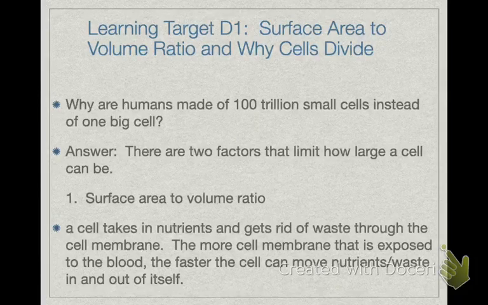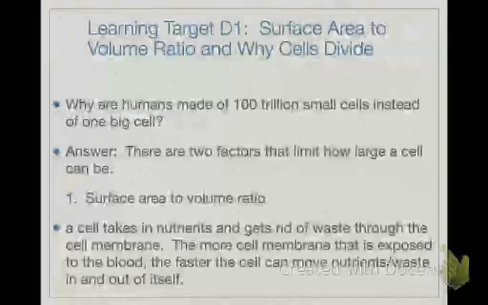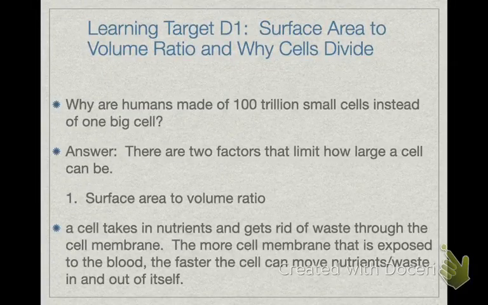So your cells need ribosomes and a nucleus and mitochondria and all the parts we talked about in the last unit. They have to have all those parts. But a cell wants to be as small as it can be and still have all those parts on board, because that's how it's going to maximize the amount of membrane it has compared to how much insides it has.